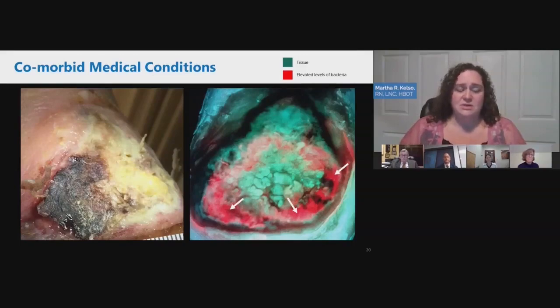So we use these images to overcome the uncertainty of clinical signs and symptoms of infection that simply may not exist because of the other comorbid medical conditions and the patient's current status. So we want to be able to detect those clinical signs and symptoms to thwart off infection, sepsis, death, ER visits, the list goes on and on.